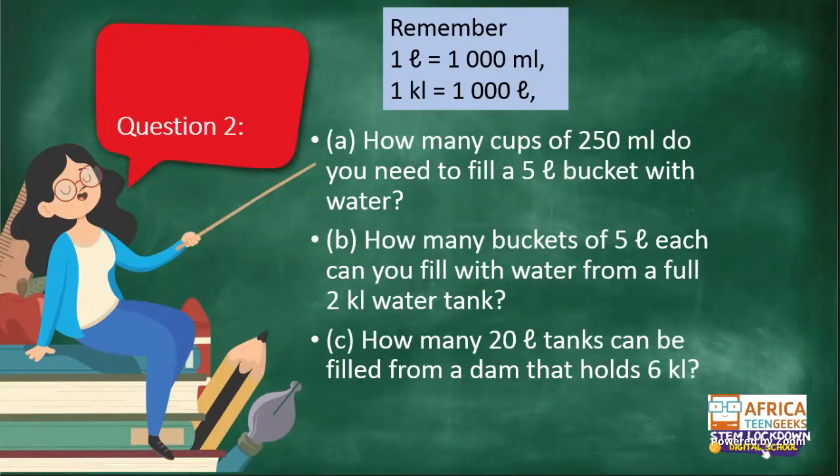Let's move to C. How many 20-liter tanks can be filled from a dam that holds 6 kiloliters? All right, Mathodi says 300. Anyone else? Mathodi is saying 300. We're asking how many 20-liter tanks can be filled from a dam that holds 6 kiloliters?